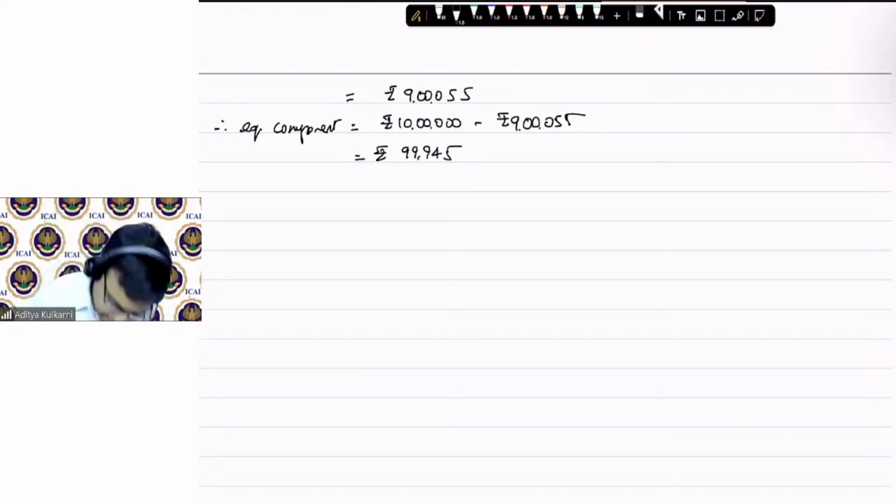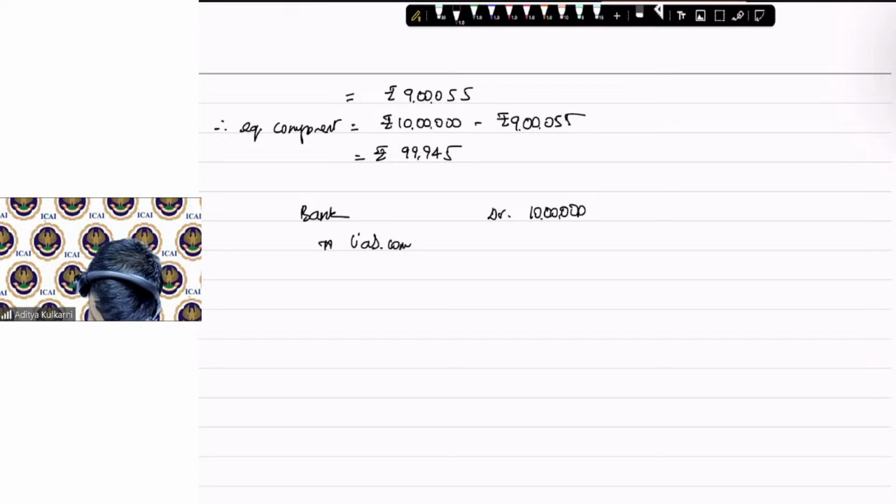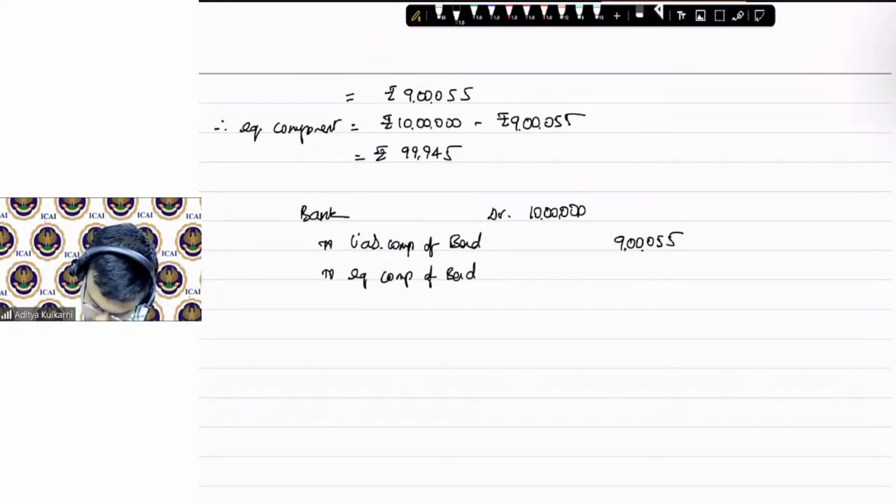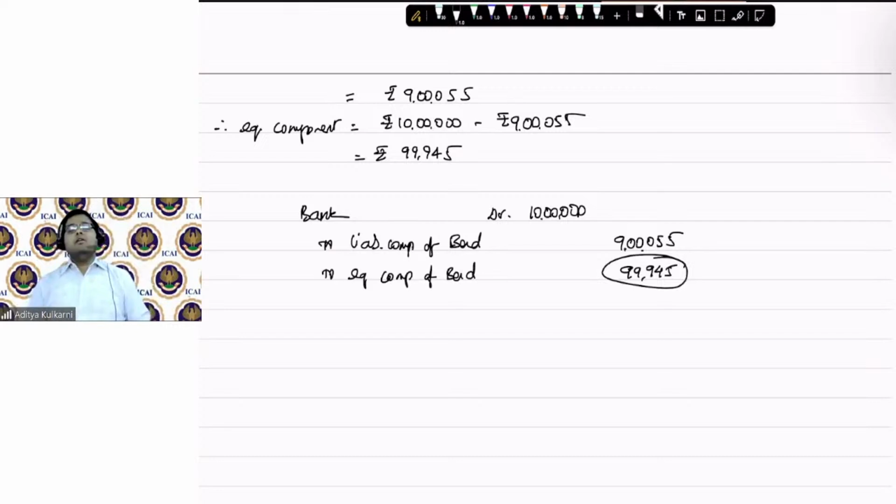That comes to 99,945. So the entry will be: bank account debit 10 lakhs, to liability component of bond 9,055,000, to equity component of bond 99,945. This is how we will be treating the callable features in the valuations.